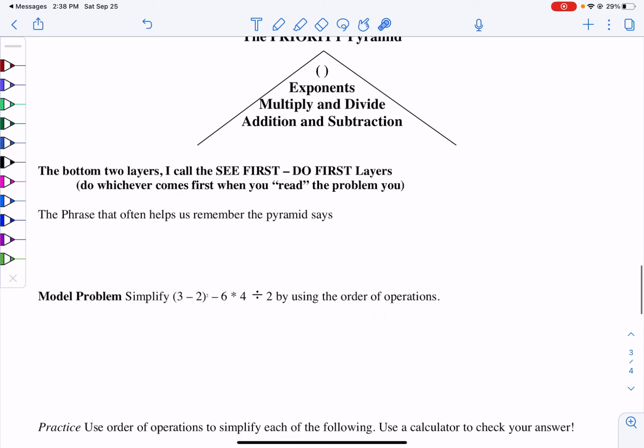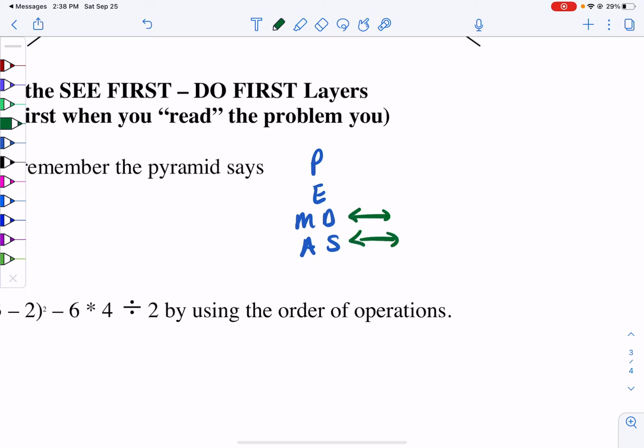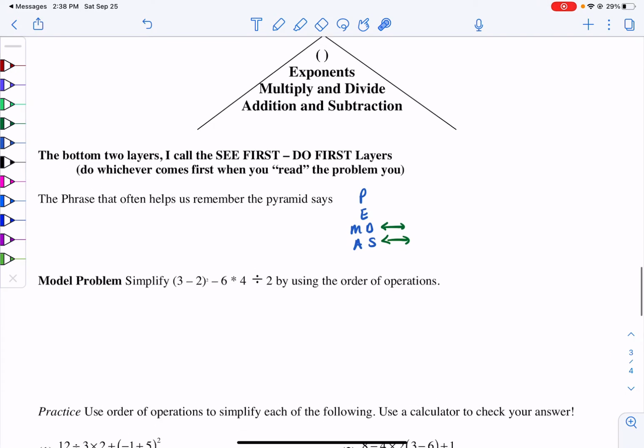The phrase that you often heard in middle school, I know you heard this regularly, is PEMDAS. So let's write that in on our note sheet in case you missed today's lesson. It simply means please excuse my dear Aunt Sally, or parentheses, exponents, multiplication, division, and then addition and subtraction. Again, these are your see first, do first layers. So please, if you see division first, do it before your multiplication. If you see subtraction first, do it before your addition.